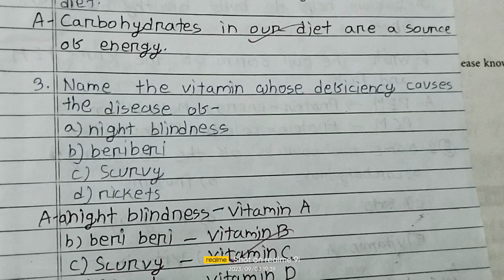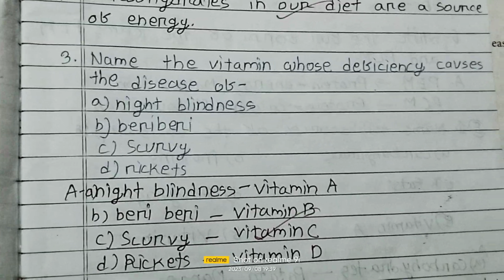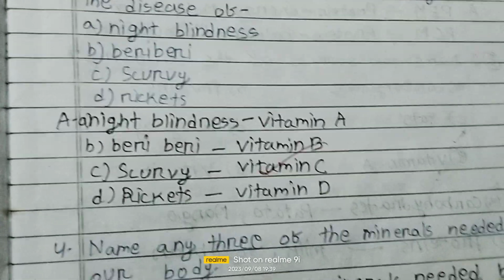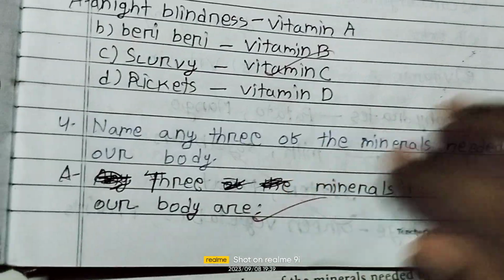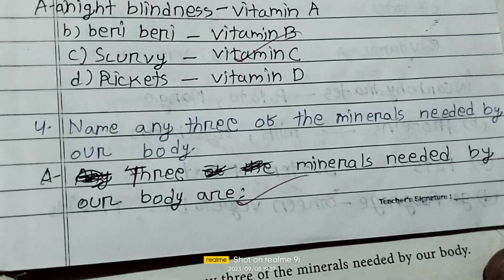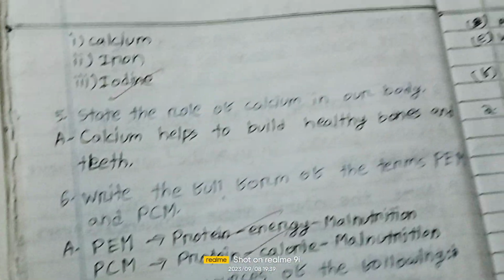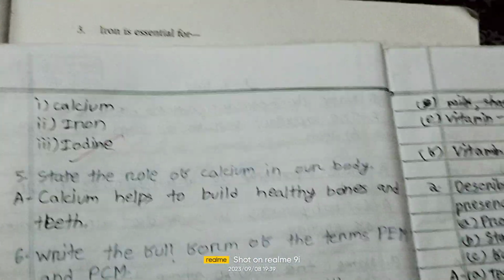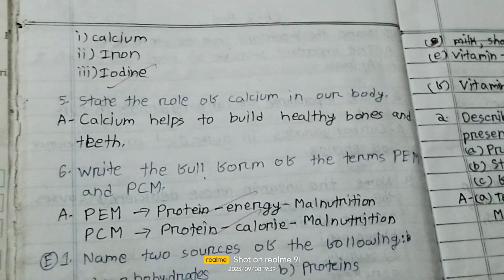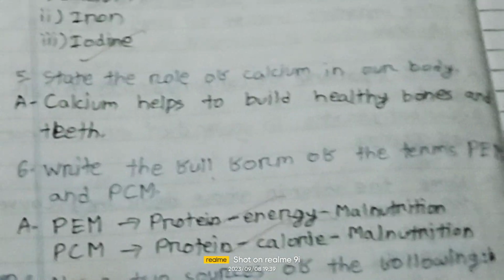Number 3. Name the vitamin whose deficiency causes the disease of night blindness, beriberi, scurvy, rickets. Answer. Night blindness vitamin A, beriberi vitamin B, scurvy vitamin C and rickets vitamin D. Name any 3 of the minerals needed by our body. 3 minerals needed by our body are calcium, iron and iodine. State the role of calcium in our body. Calcium helps to build healthy bones and teeth.